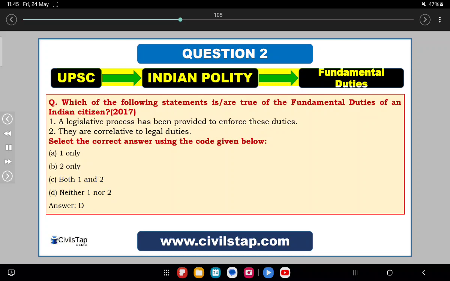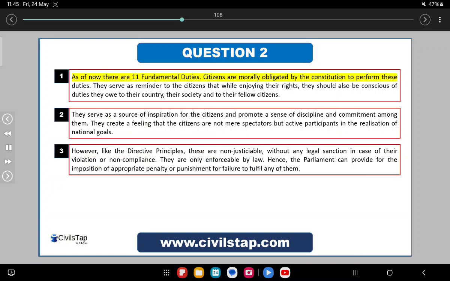UPSC Indian Polity, Fundamental Duties. Question 1 explanation. As of now there are 11 fundamental duties. Citizens are morally obligated by the Constitution to perform these duties. They serve as a reminder to the citizens that while enjoying their rights, they should also be conscious of the duties they owe to their country, their society and to their fellow citizens.